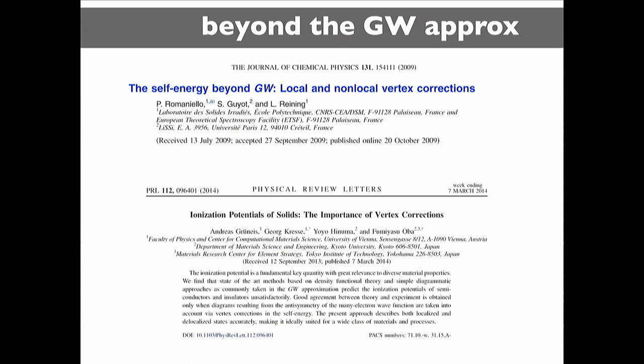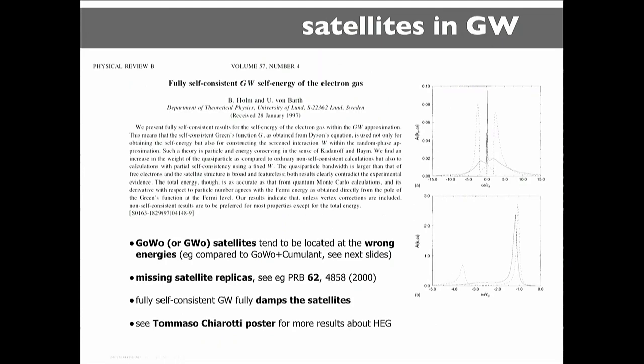There are a number of recent papers, even more recent than these, about how to better include vertex corrections. Vertex corrections have been a mantra, at least since I've been looking at the GW literature; every now and then there is a suggestion for vertex corrections. This is pretty much still an open field. So satellites in GW: we've seen that satellites are genuine features of interacting systems. Actually, they are pretty bad in plain GW.